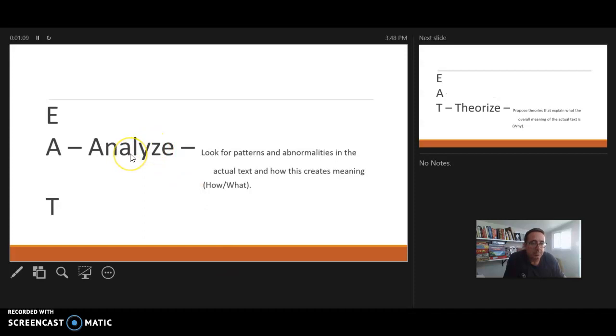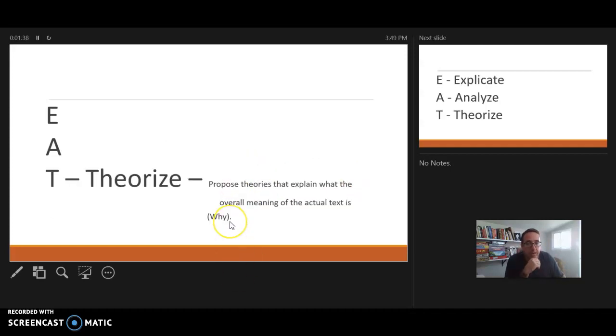And then we analyzed. The analysis for that was very simple. It's a deliberate puzzle in that way, that if you find that piece of textual evidence, you've unlocked the mystery, you've solved the puzzle. So the analysis is very basic for the 2-minute mystery. What we want to do is look for patterns and abnormalities in the actual text and how this creates meaning. So start looking, explicate, right? Find the details, the textual evidence in the actual text, and then add it up by looking for patterns in order to theorize, right? So propose theories that explain what the overall meaning of the actual text is.